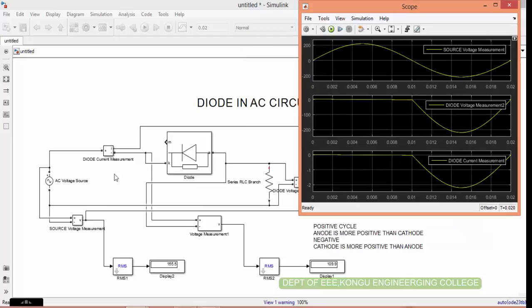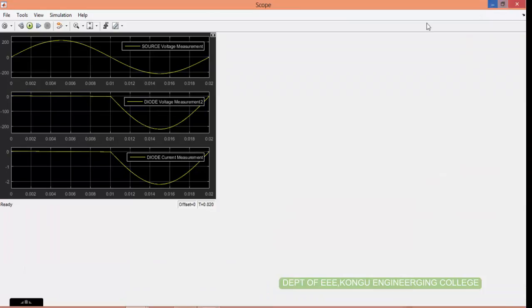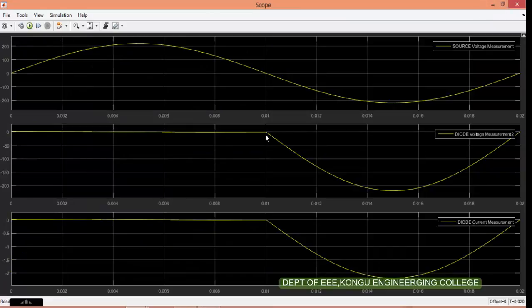But during the negative cycle, what is happening? The negative cycle will start from here and it will end here. During the negative cycle, the anode is more positive than the cathode. That means the diode is forward biased during the negative cycle and reverse biased during the positive cycle, and hence it will not conduct in the positive cycle and it will conduct only in the negative cycle.